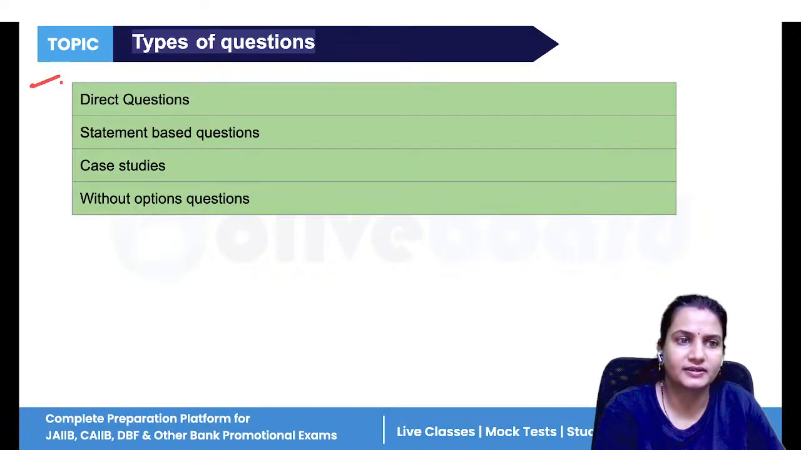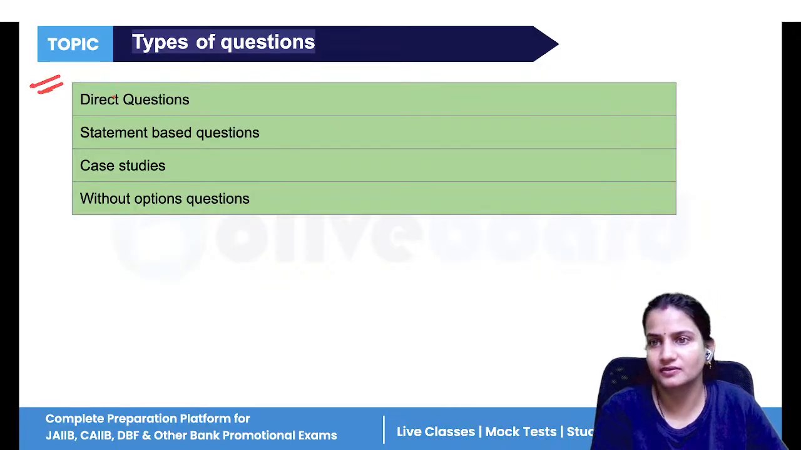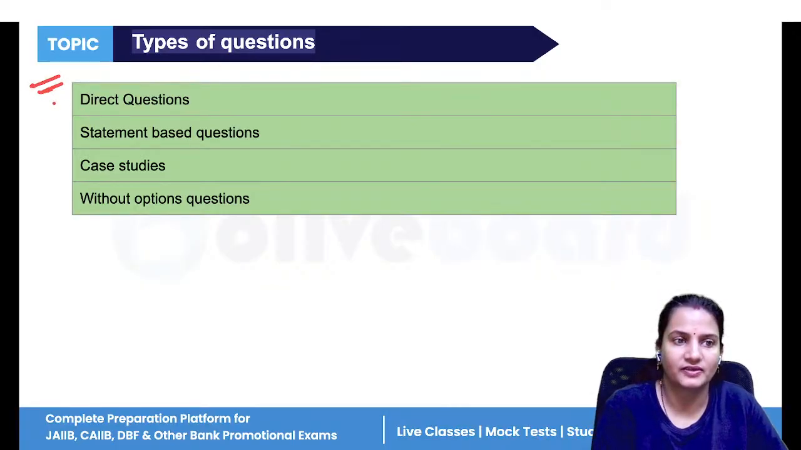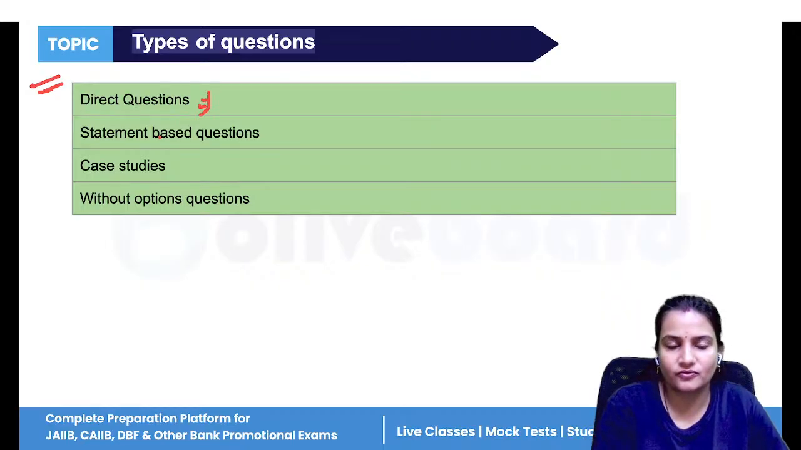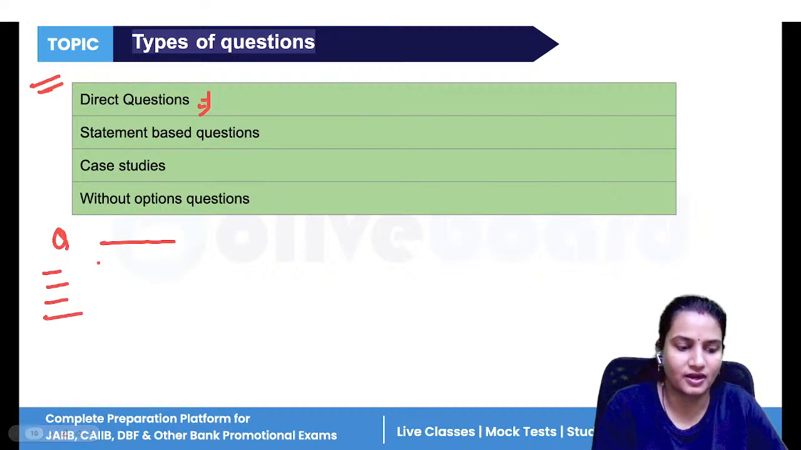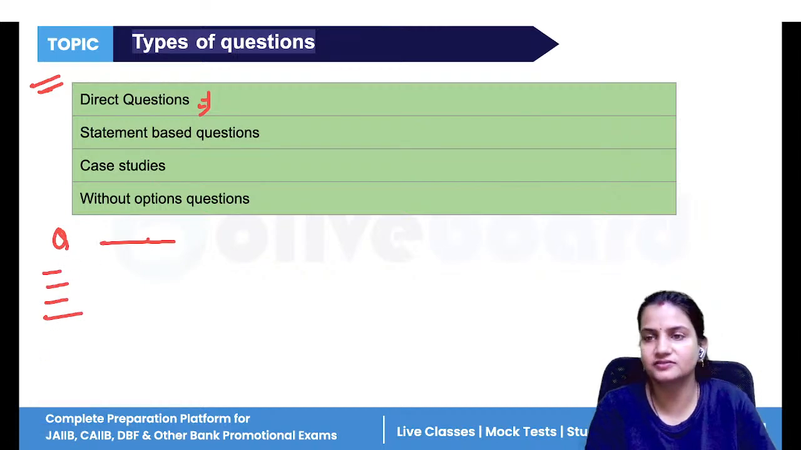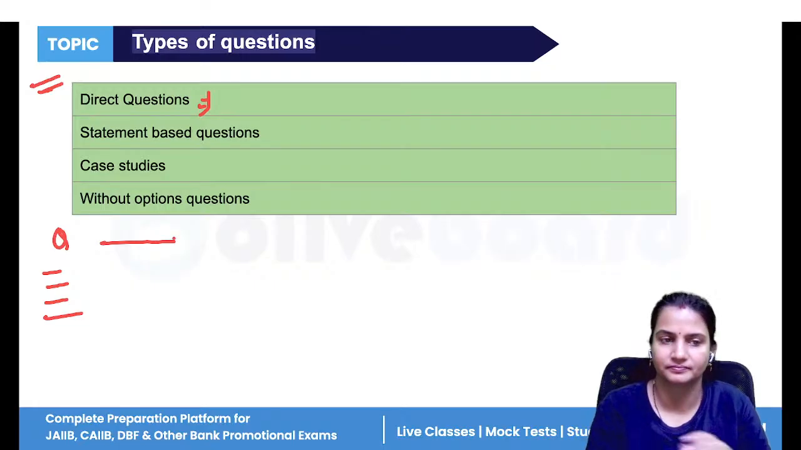Now, what are the types of questions that you may see in your exam? So we have different patterns of questions. First will be your direct question. Now, what is a direct question? A question is given to you and its 4 options are given to you, and you have to find the correct option. That is a simple direct question.